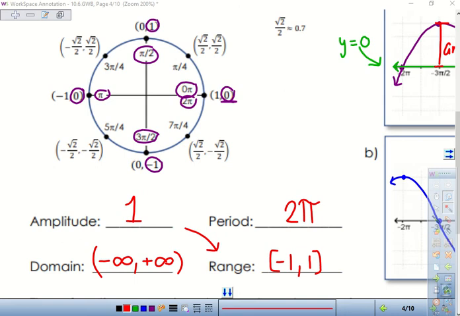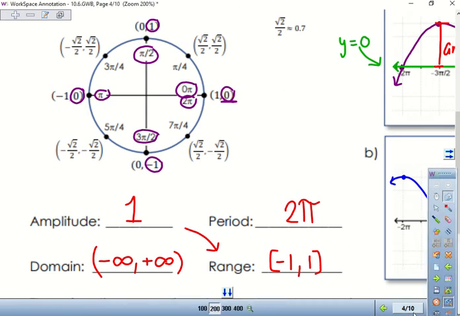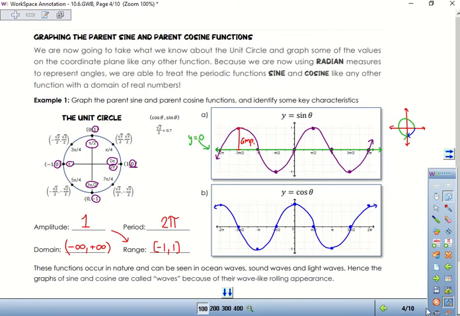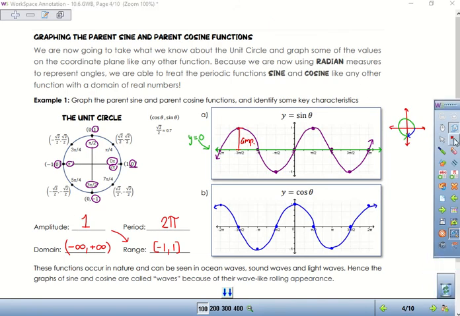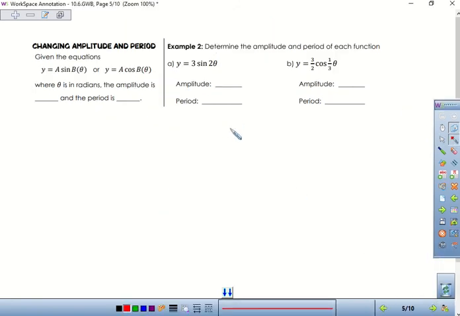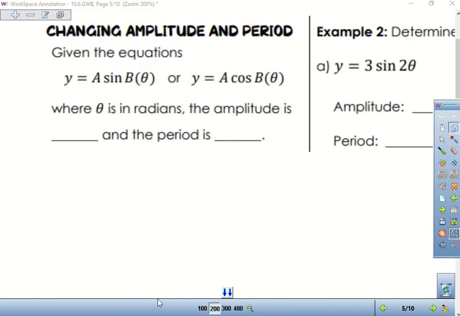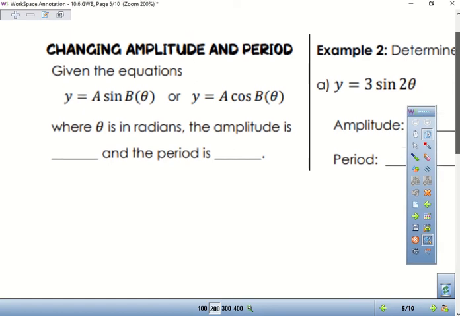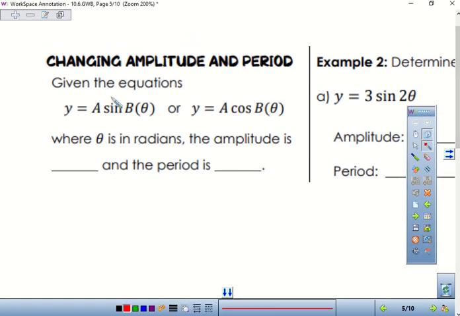We're going to start talking about actually graphing these. So, I'm going to go through the procedures of graphing, and then we'll start graphing. We're going to talk about changes in amplitude and period. That's what we're going to be focusing on today. So, these are the standard sine and cosine functions, where A represents something to do with amplitude, and B represents something to do with the period.